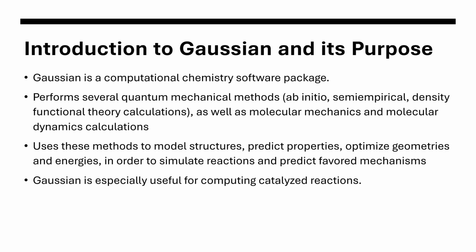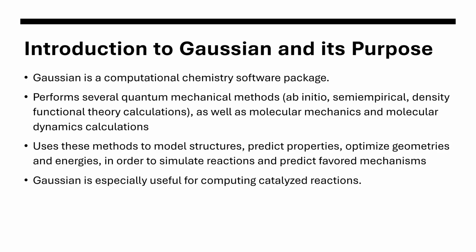So Gaussian is a computational chemistry software package which can perform several quantum mechanical methods, including ab initio, semi-empirical, and density functional theory calculations. These calculations/methods are based on quantum mechanics and usually by solving the Schrodinger's equation or using approximations to determine the nature of atoms and molecules. It can also perform calculations using molecular mechanics and molecular dynamics, which are more based on applying classical mechanics to molecular systems to observe their motion.